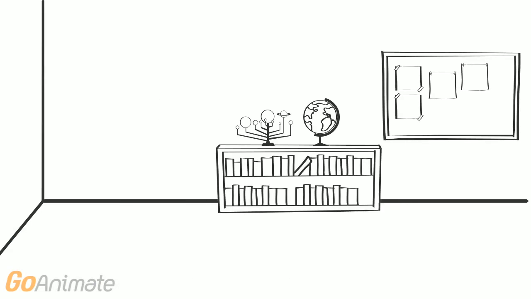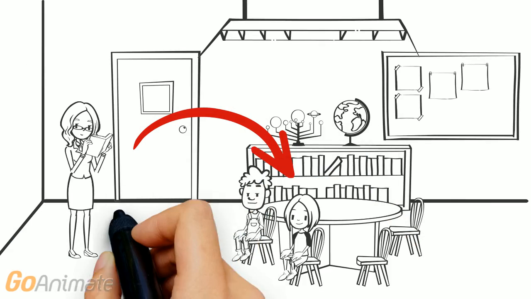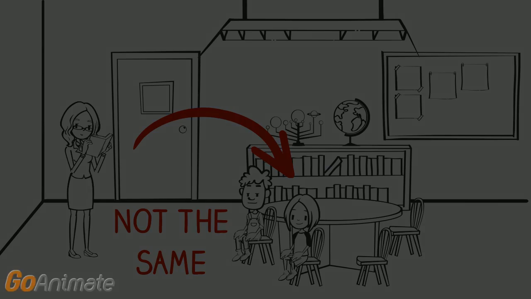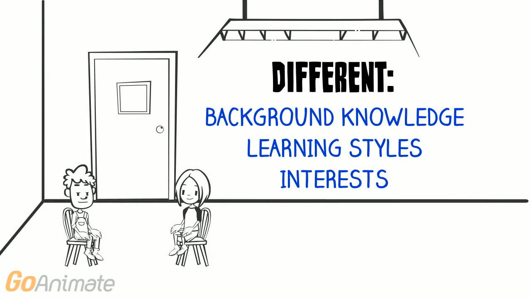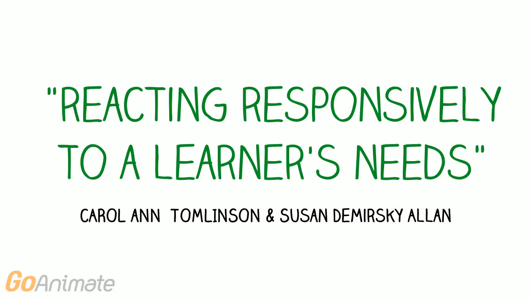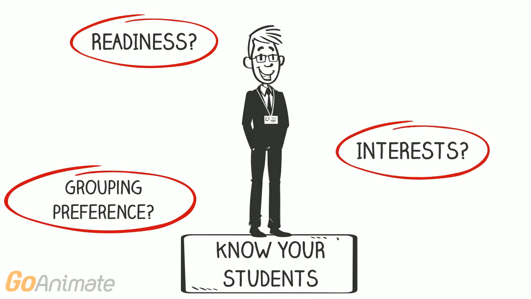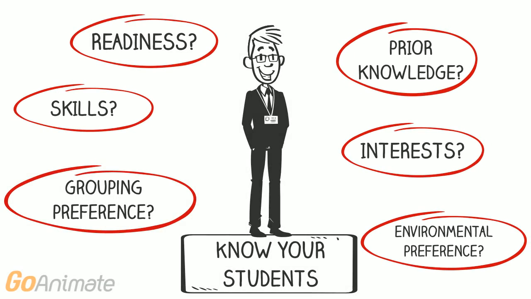Differentiation is based on the understanding that any two students sitting next to each other aren't the same. They have different background knowledge, learning styles, and interest levels. According to Carol Ann Tomlinson and Susan Demirsky-Allen, differentiation is a teacher reacting responsively to a learner's needs. In order to differentiate effectively, you've got to know your students. This doesn't come from just testing them. It also comes from watching them and talking with them. It comes from considering their interests, skills, and learning styles.